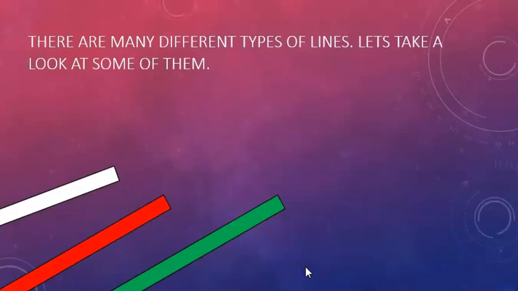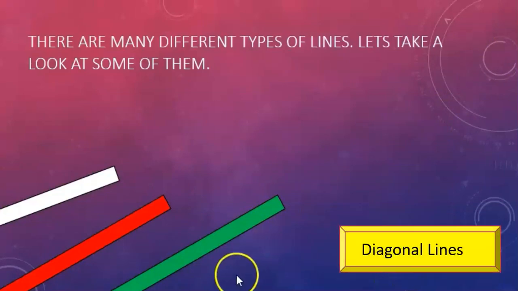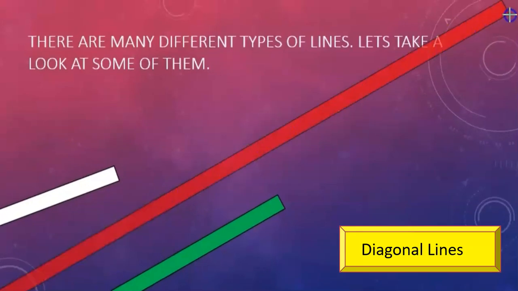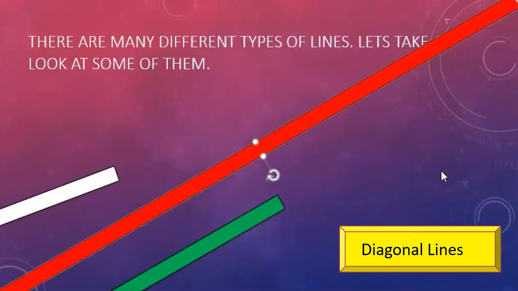These three lines are diagonal lines. They are neither vertical nor are they horizontal. They are not parallel with the bottom of the screen or the top of the screen, and they are not parallel with the left-hand side of the screen or the right-hand side of the screen. The red line is travelling from the bottom left-hand corner diagonally to the top right-hand corner. So this line is not vertical with the sides, it's not parallel with the sides, and it's not parallel with the top and the bottom.